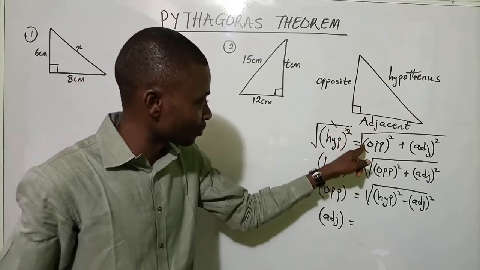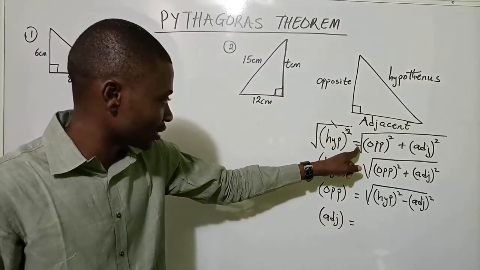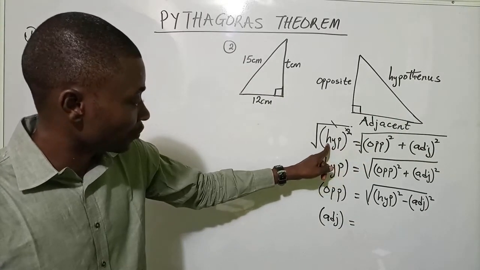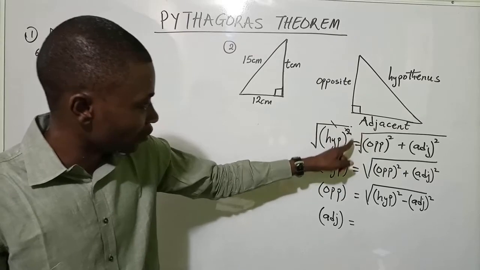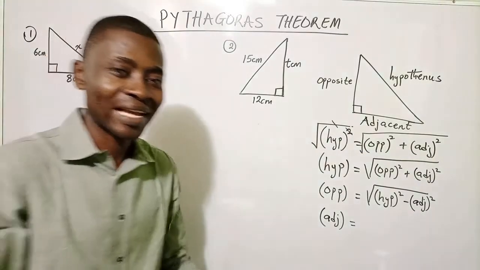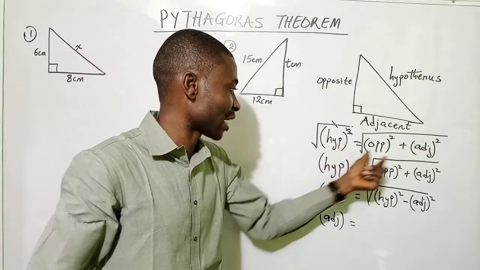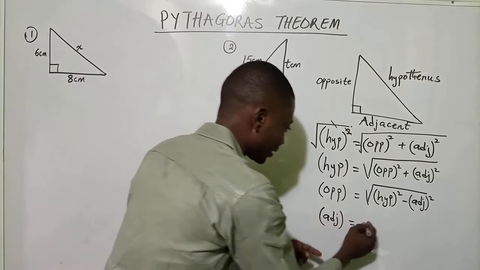Now, as you're seeing this, there's a silent plus sign there. So if that plus crosses this equality sign, it's going to give us what? Hypotenuse square minus the opposite square equals what? Adjacent square. So again, you take the square root of both sides, you will be left with just what? Adjacent equals what?